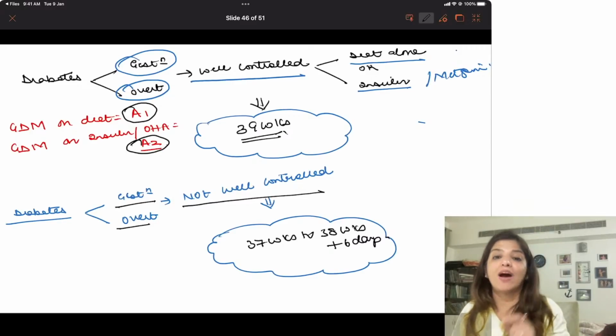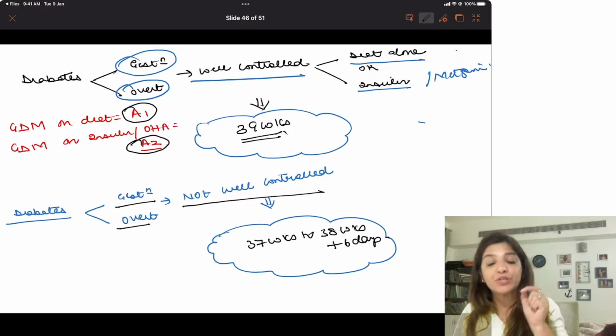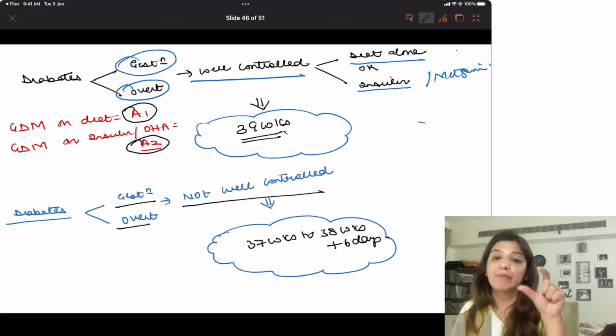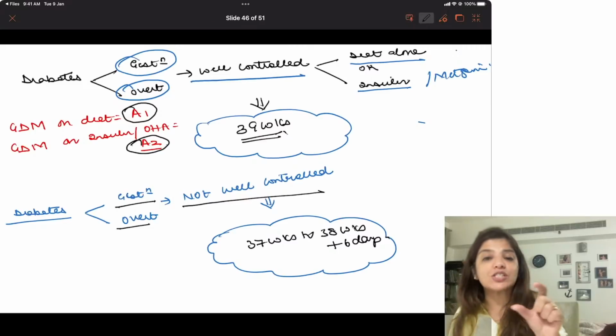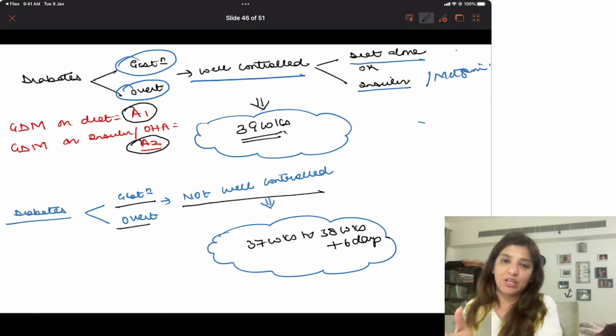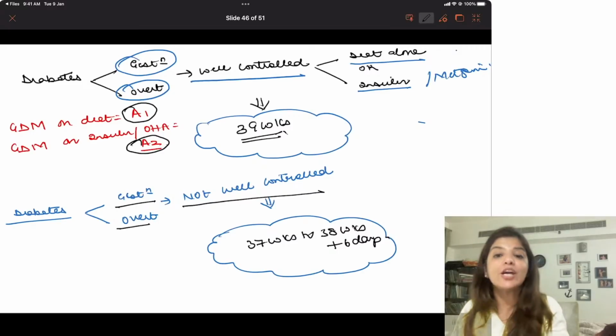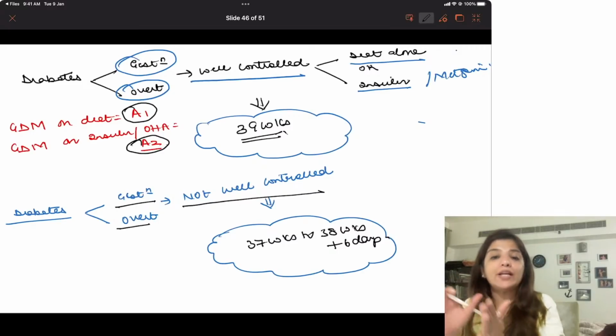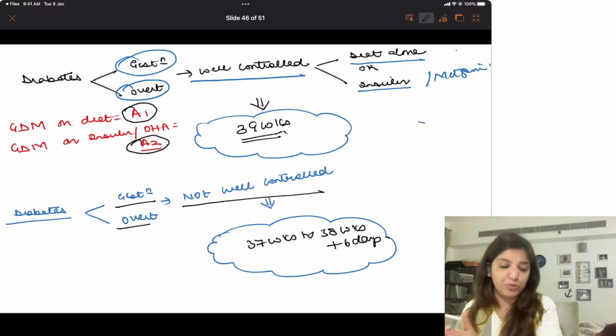So this is the Priscilla White classification. According to Priscilla White's classification, gestational diabetes is type A diabetes, and if gestational diabetes is controlled on diet, it is A1. If gestational diabetes is controlled on insulin or on oral hypoglycemic agents, it is A2. Right? Overt diabetes is non-A type of diabetes according to the Priscilla White classification. Clear to all of you?